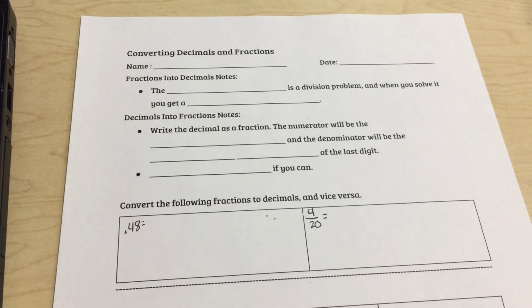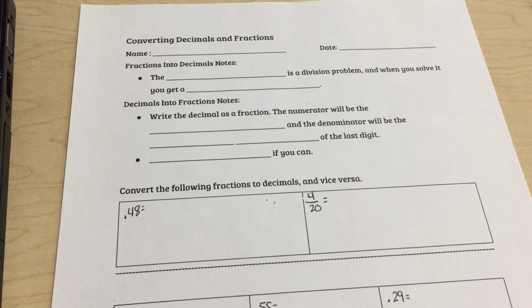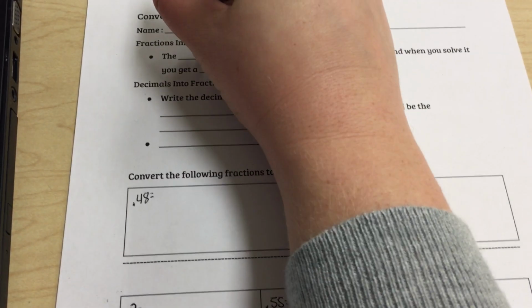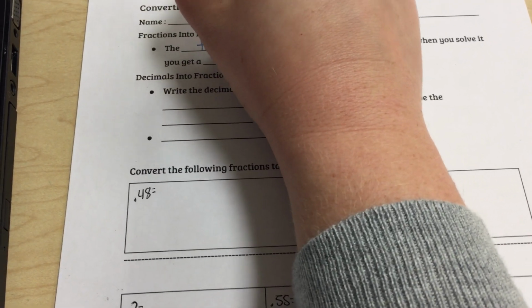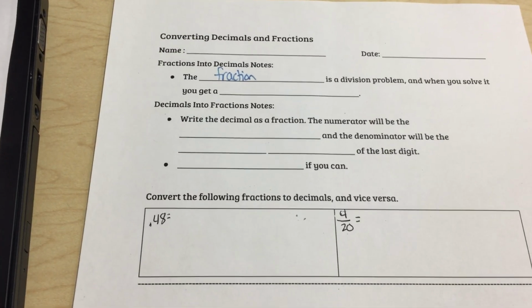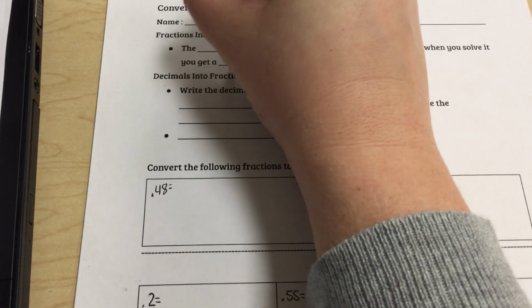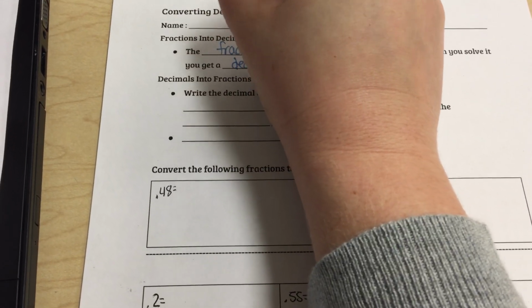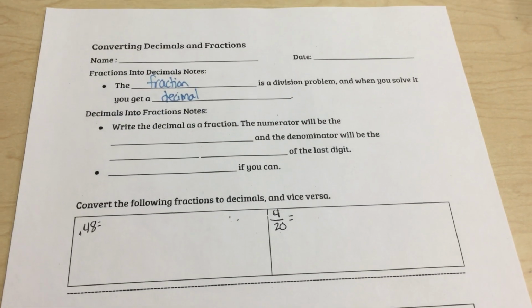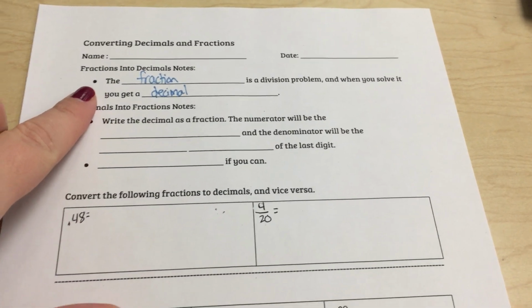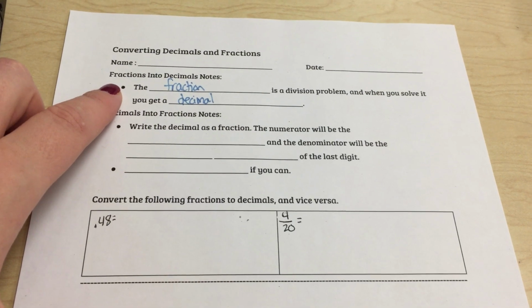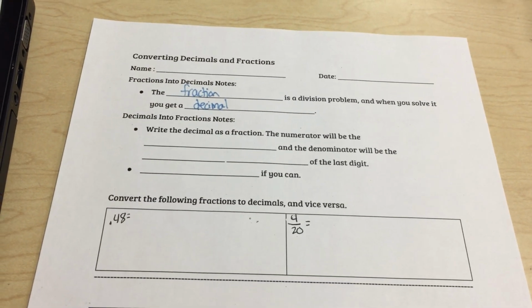When we're starting off, the thing you should know already, because we have talked about it before, is that a fraction is a division problem. And when you solve it, you get a decimal. So I shouldn't even have to go over this part because we have done it before. That's why there's not a lot of notes. So let's take a look at it.